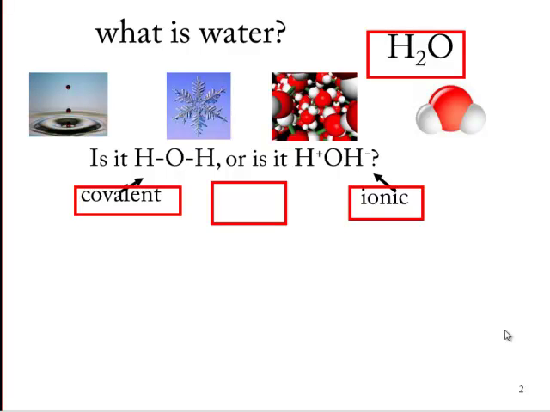And you've been taught in class to look for a metal. If there's a metal present, it's going to be an ionic bond, if there's a metal bonded to a nonmetal. But hydrogen is not a metal, therefore we would say it's covalent.